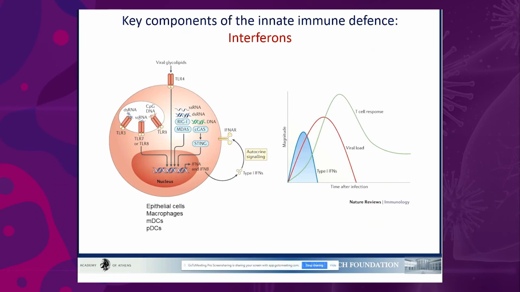Now, one of the key components that I mentioned is the induction of interferons. These are very early induced genes, and I just want to remind you that these are activated very early following infection. For example, in this case of a virus, you can see here in blue the viral load, and you can see how rapidly type 1 interferons are induced. The adaptive immune response follows. I'll comment on that later on again.